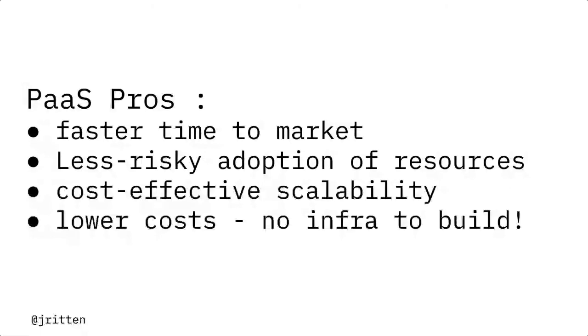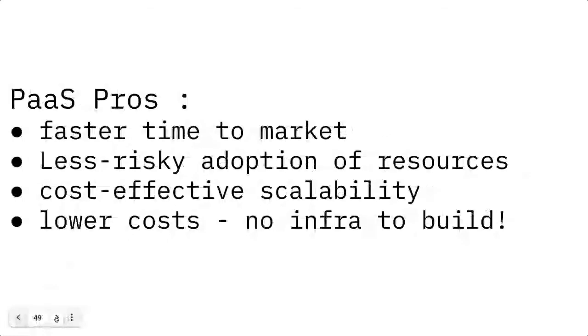The last thing is it really lowers costs. Because there's no infrastructure to build, your upfront costs are a lot lower. And costs are also lower and more predictable because most platform as a service providers charge customers based on usage. So for instance, if you were using Red Hat OpenShift on IBM Cloud, you are being charged based on your actual usage.